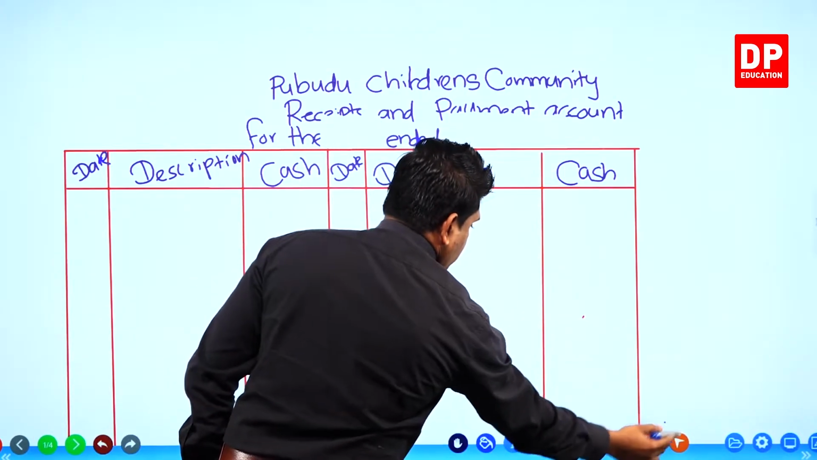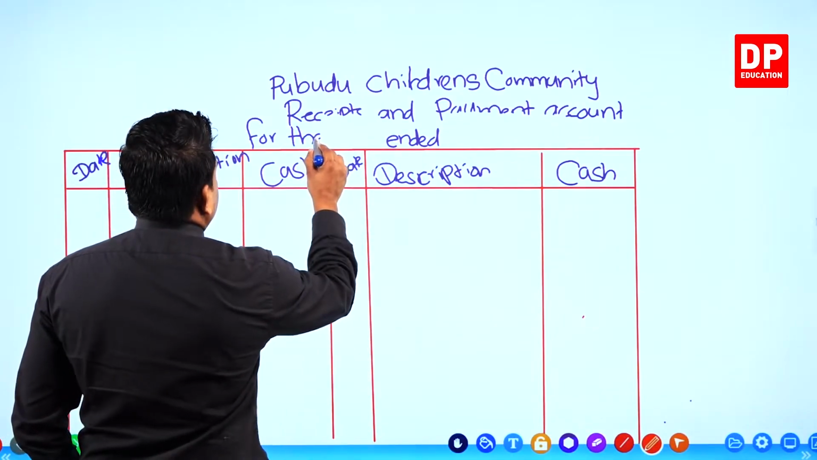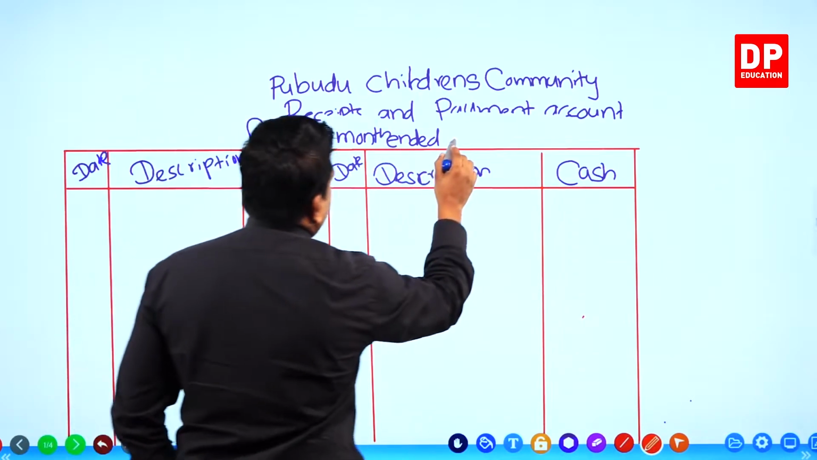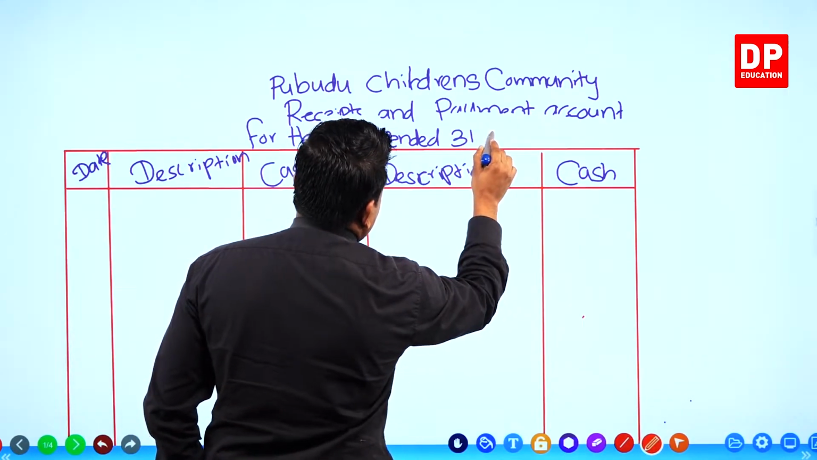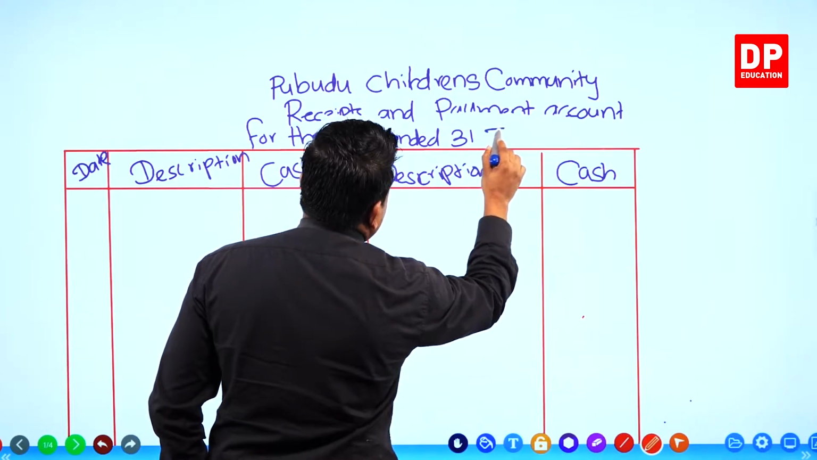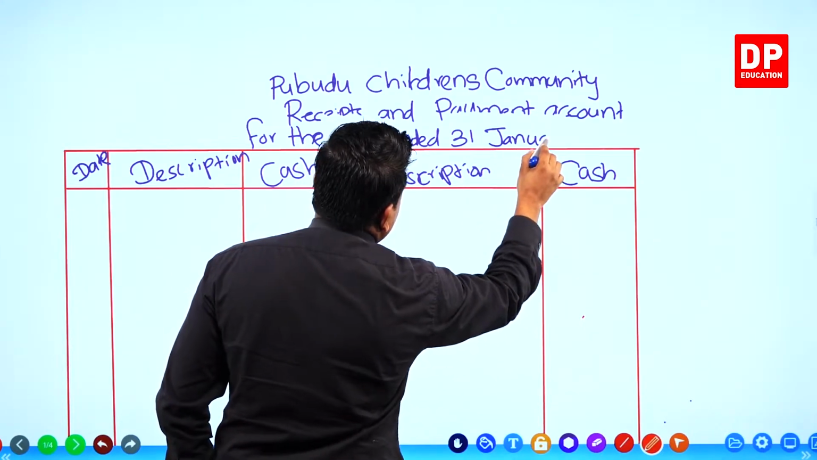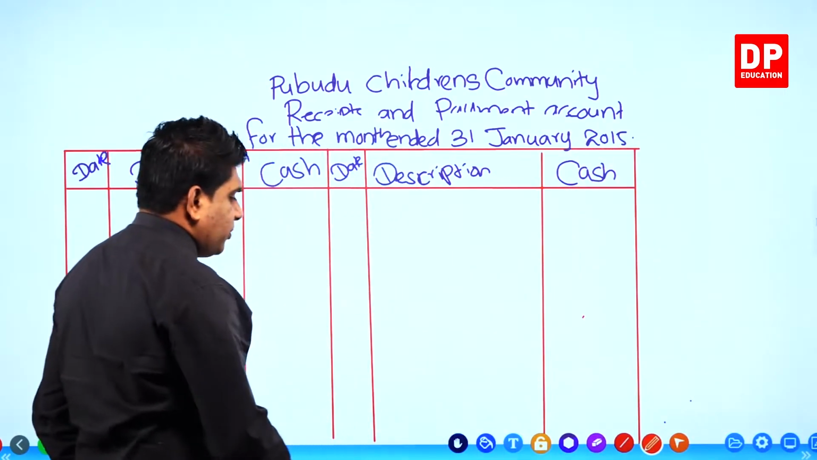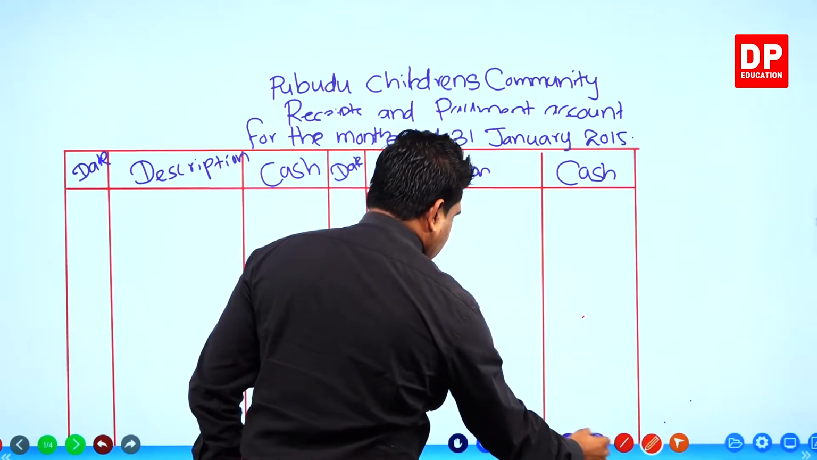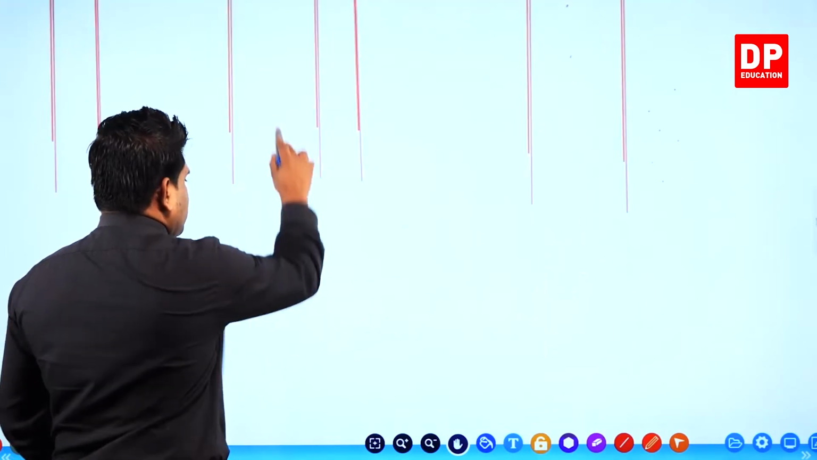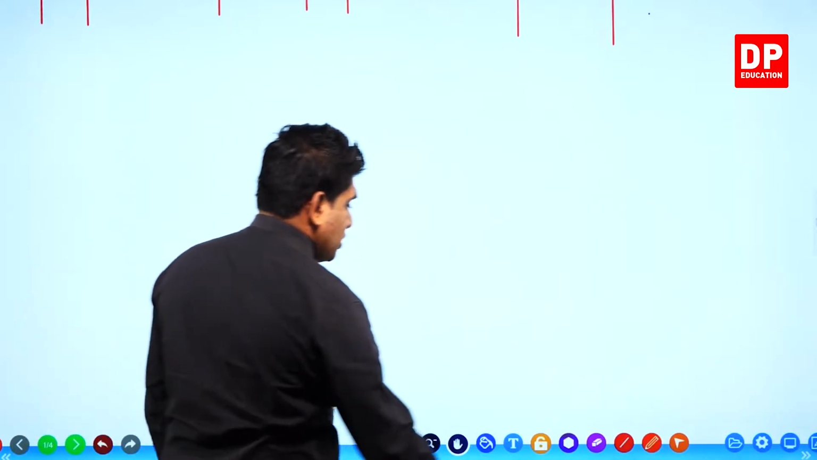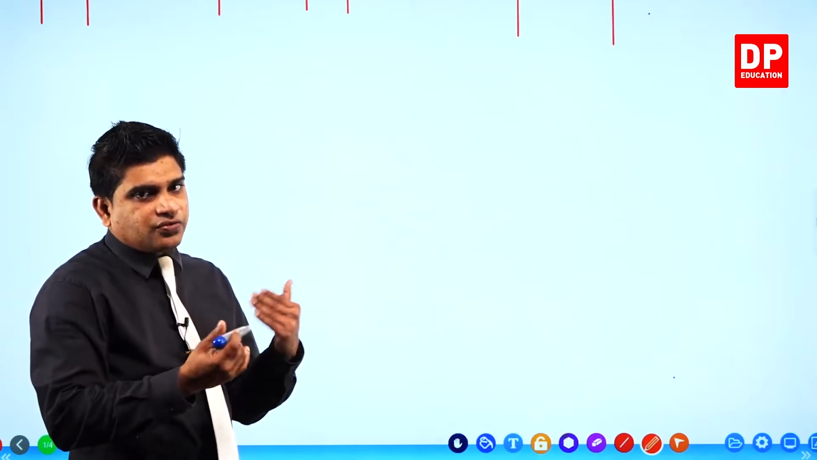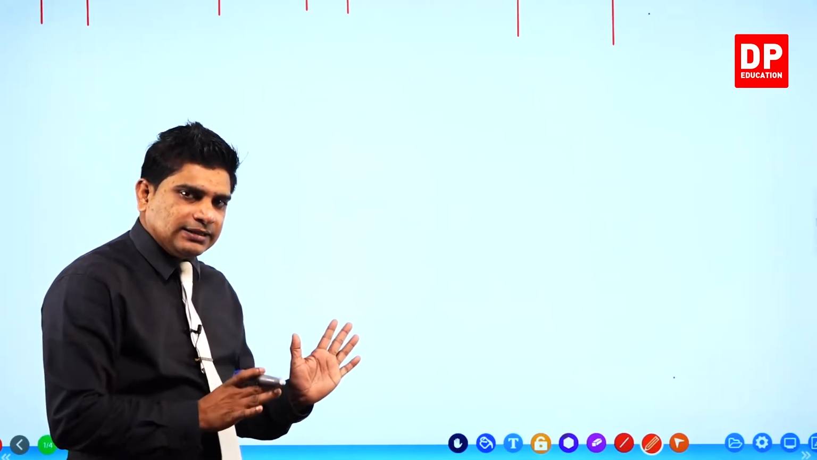Okay. Now, for the month ended 31st January, same year 2015. Now the problem is this. You have to calculate how much money was received from members. Now we can do the calculation. You have to write down this calculation also under the question. It's very important when you refer to the question later.